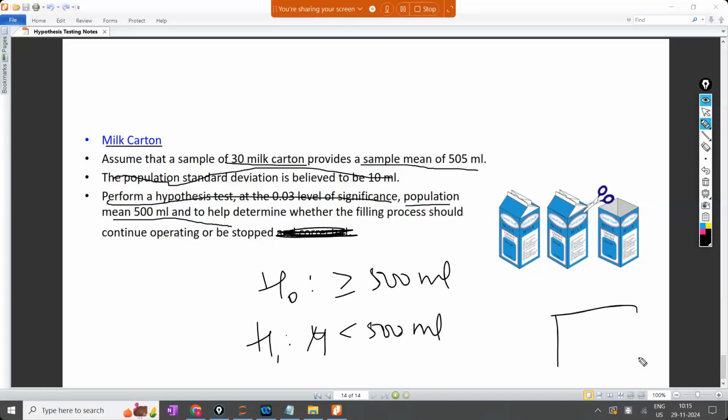Whatever the company sticker says, 500 ml, you must provide at least this. Additional to this is your choice, but this is compulsory. If you don't provide this, then it is called a problem.